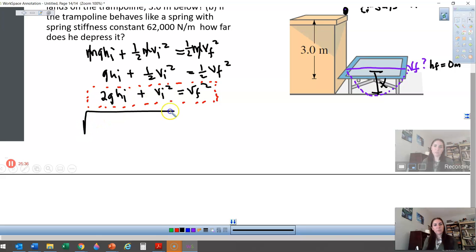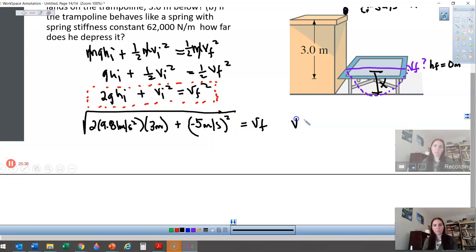So it's going to be the square root, because this is squared, of 2 times 9.81 meters per second squared, times the initial height, which is 3 meters, plus the initial velocity, which is 5 meters per second squared. Now, if you make that negative, it's fine, because the negative will go away with this, and that's the final V. Let's go ahead and solve that out. 2 times 9.81 times 3 plus 5 squared. I didn't have to do that on the calculator, but I did.